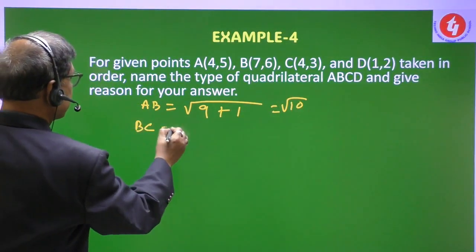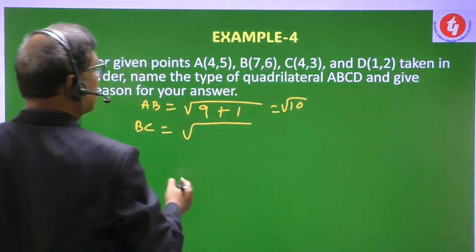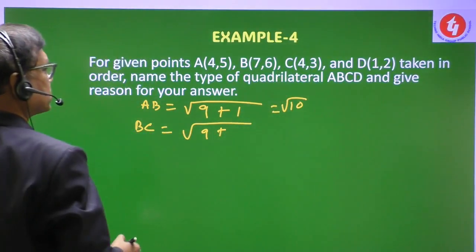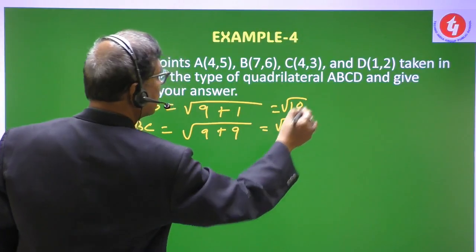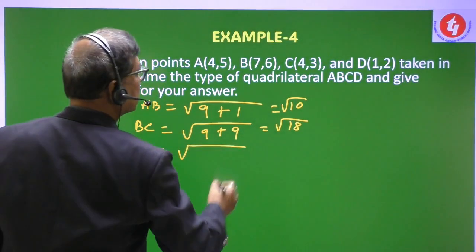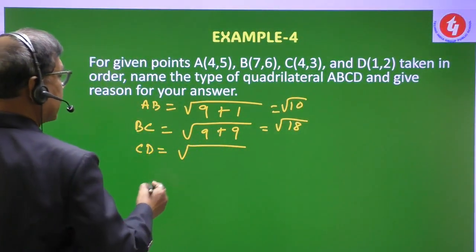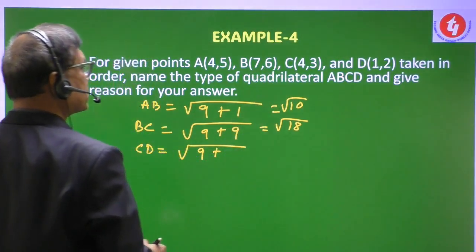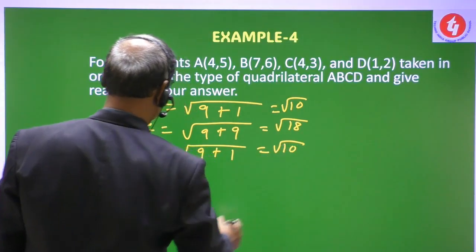Now find BC. BC means 4 minus 7, minus 3 whole square, that is 9, and 3 minus 6, minus 3 whole square, that is 9, so root over 18. Now we will find CD. CD of 1 minus 4, that is minus 3 whole square 9, plus 2 minus 3, that is minus 1 whole square, that is 1, so root over 10.